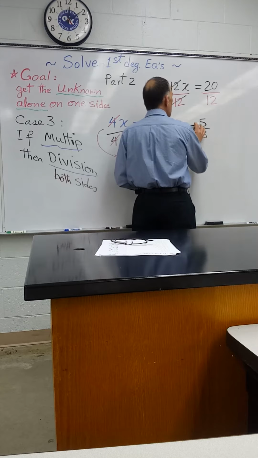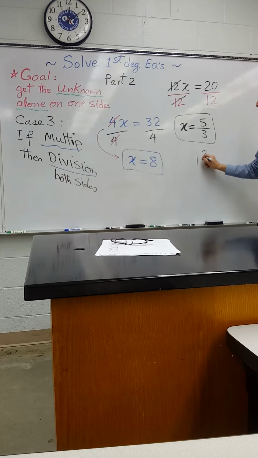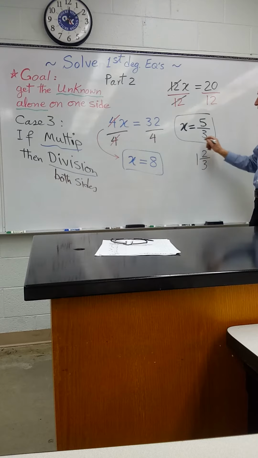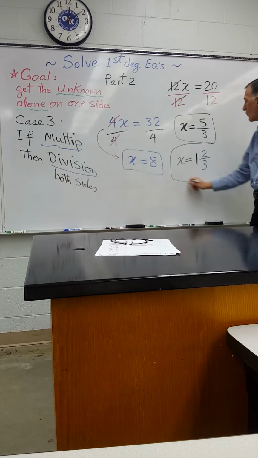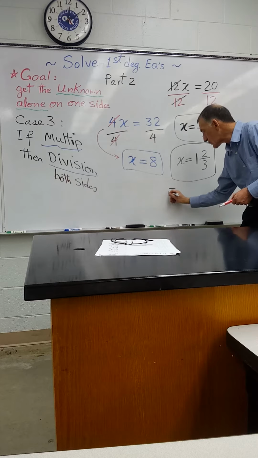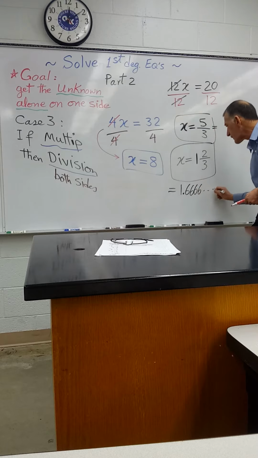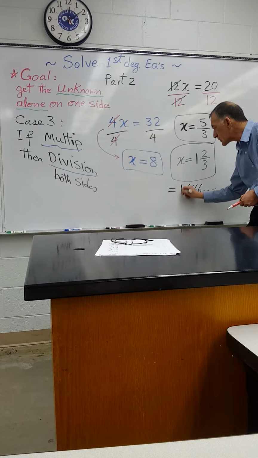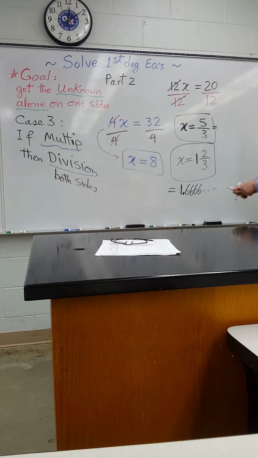Now you might say, should I leave it as 5 over 3 or should I change it to 1 and 2/3? You can change it to 1 and 2/3 if you want. So x is equal to 1 and 2/3. 1 and 2/3 is the exact same number as 5 over 3. But you can also write it as a decimal, which is equal to 1.6666 forever. And then you round it based on the instruction for rounding. All right? So it's easy.